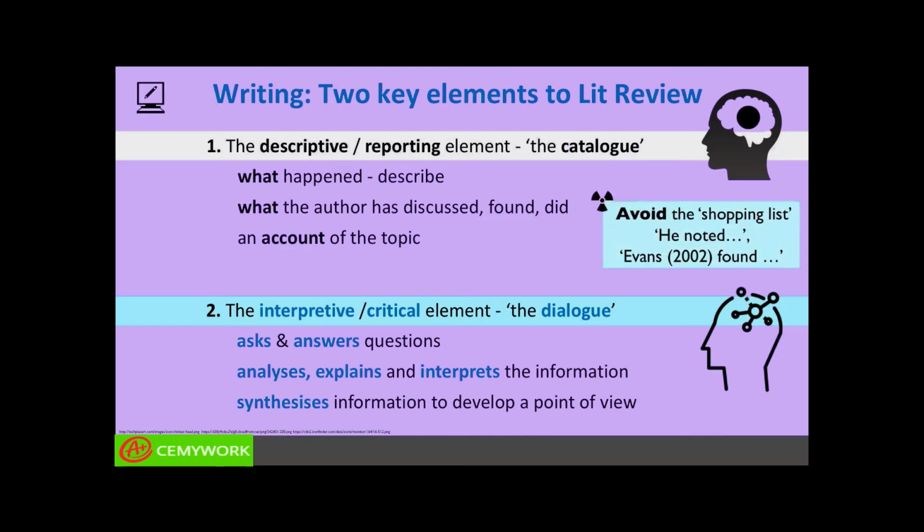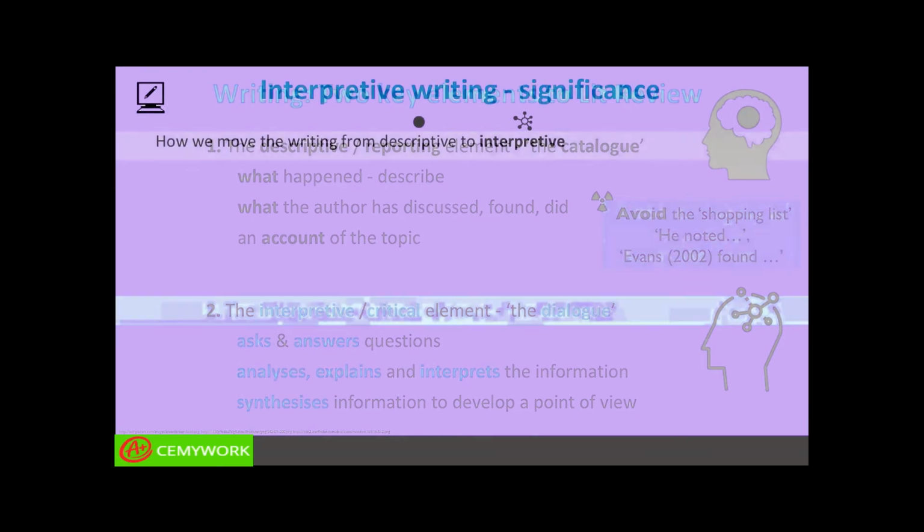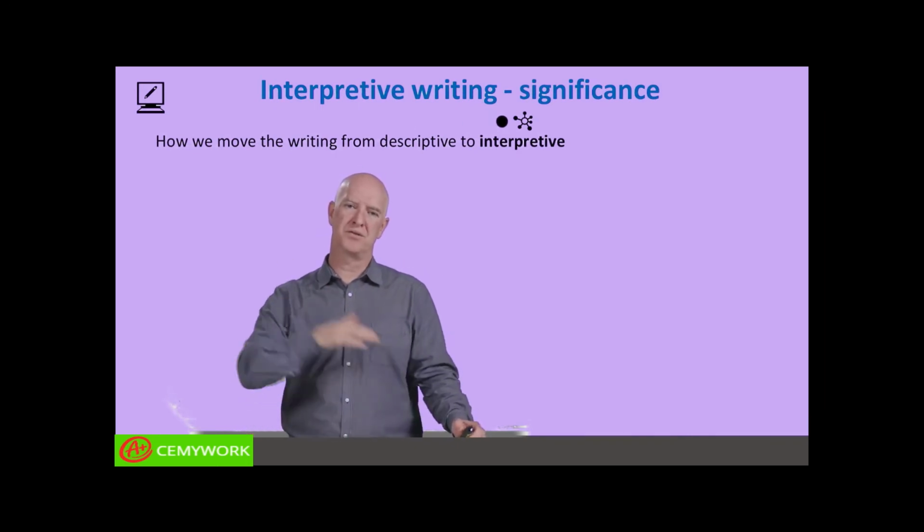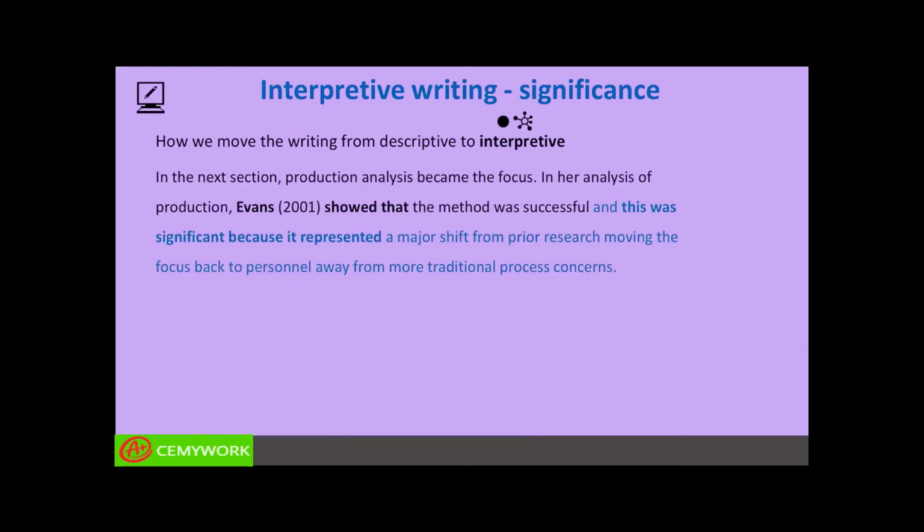The second part is super important because if we just stay at the first part, the descriptive reporting element, we run the risk of having our writing grounded in a shopping list style of writing where we're saying, he noted, he found, she did this, she discovered. It becomes a list of ideas rather than an interpretation or a treatment of ideas, which is what a review is. So, how do we do this? How do we move our writing from the descriptive to the interpretive? Look at this example. Take 30 seconds to read it and look at what's going on.